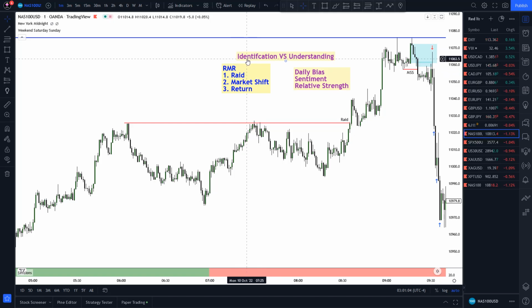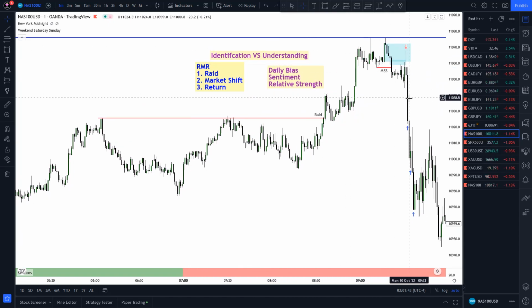So once you've learnt the skill of how to identify the RMR pattern, the next important thing to learn is the understanding side. What this means is you'll be able to identify many instances of the RMR. However, when you practice the understanding side of things, you'll be able to filter out the RMRs that are less likely and focus on the ones that are the highest probability.